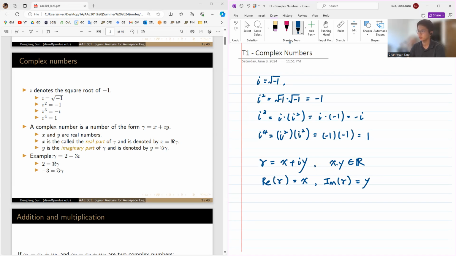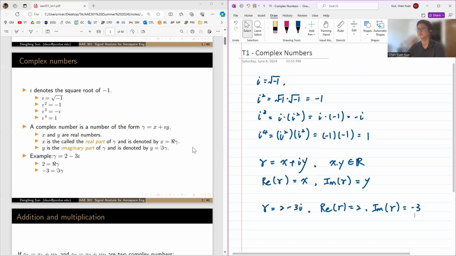So for example, if we look at this complex number, gamma equals 2 minus 3i. The real part of this complex number will be 2, and the imaginary part of this complex number will be -3.